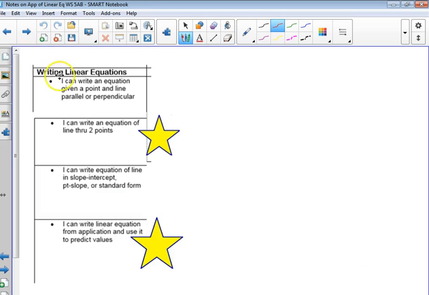Gotcha. All right, the 2 learning targets for today are to shore up our ability to write an equation through 2 points by doing a bunch of application problems, and then to use that equation to predict values.